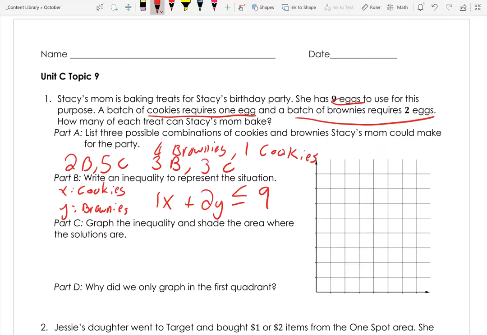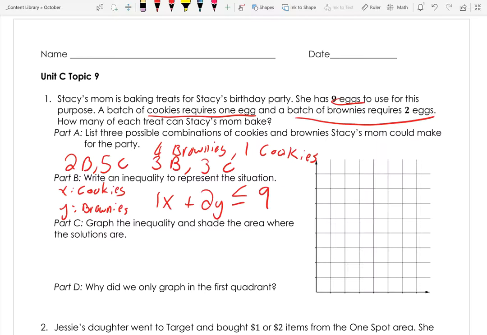So this inequality represents the number of eggs used for each dish. Cookies require 1 egg each. Brownies require 2 eggs each. So the cookies plus the brownies, the number of eggs used to make them has to be less than or equal to 9 because we only have 9 eggs in total to make with.